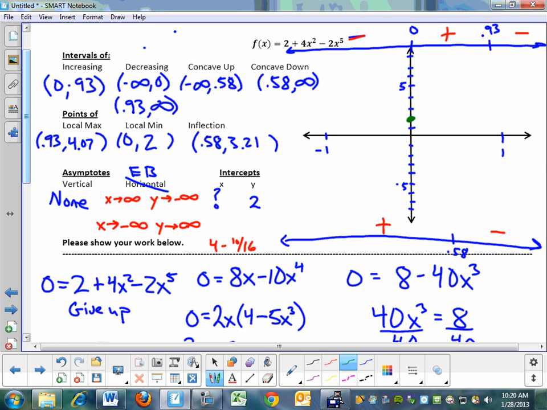Maybe just a tad too high. Try again. Okay, then we have a (0.58, 3.21). That's all I have for points. So how do we begin to sketch something like that?